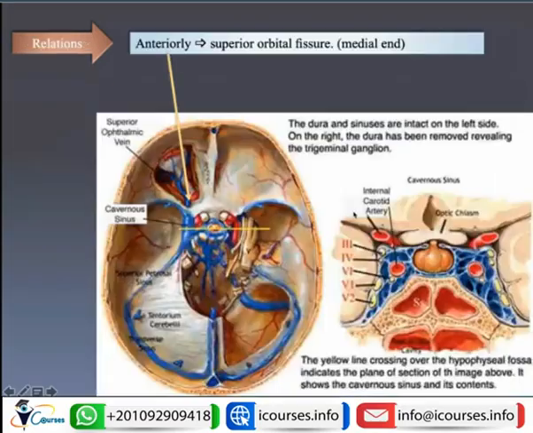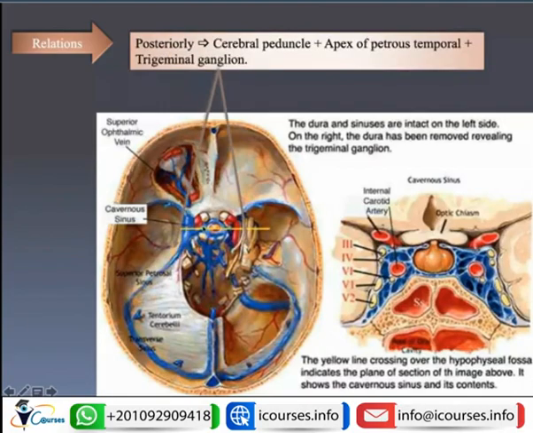So what are the relations of the cavernous sinus? Anterior to the cavernous sinus will be the superior orbital fissure. So the superior ophthalmic vein, immediately as it passes through the superior orbital fissure, will drain the blood into the cavernous sinus. And note that it is the medial end. Posteriorly, there will be the cerebral peduncle and the apex of the petrous bone and the trigeminal ganglion. Here is the trigeminal ganglion located posterior to the cavernous sinus.